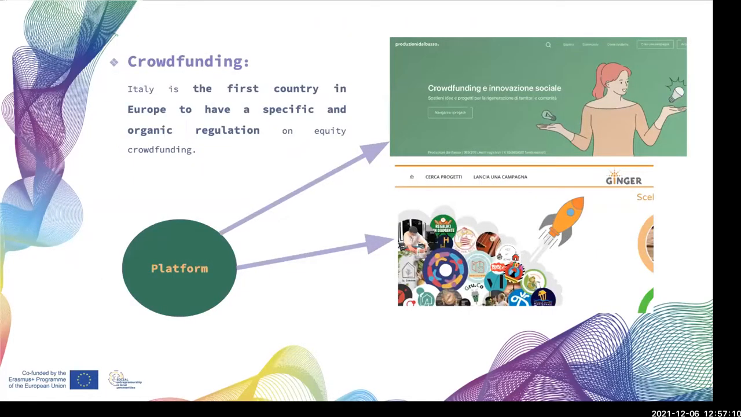Regarding crowdfunding, we have to say that Italy is the first country in Europe to have a specific and organic regulation on equity crowdfunding. The most famous but also followed platforms that work in the field of social innovation and social economy are Produzioni dal Basso and Ginger.